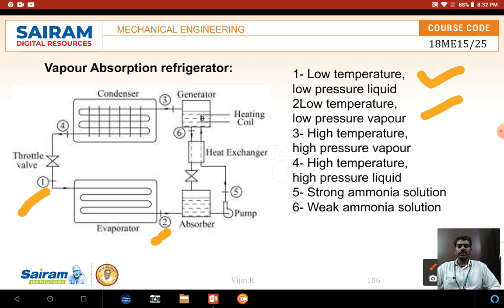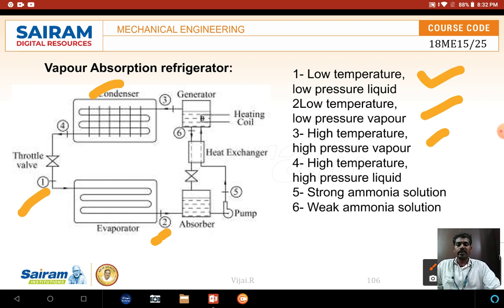The third point: after the entry into the absorber, generator, heat exchanger and everything, the final output comes as a high pressure high temperature vapor. This vapor gets into the condenser area, and finally it comes out again as high pressure liquid. The same cycle keeps repeating, and that is how the changes happen with the help of the absorber and generator. That's what we are going to see here.